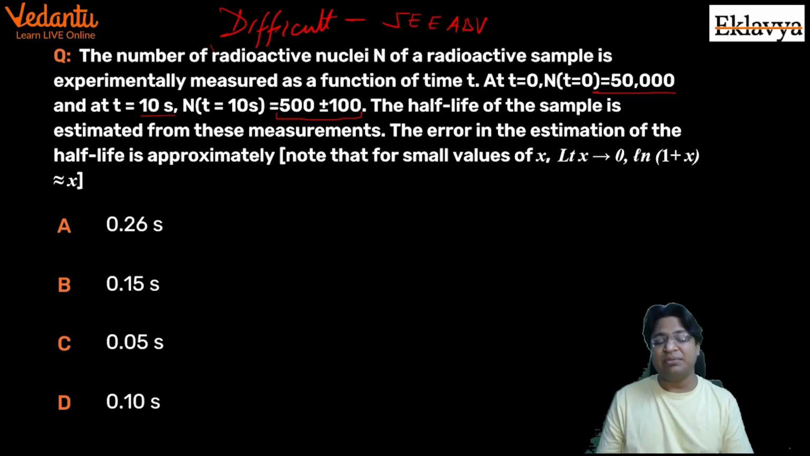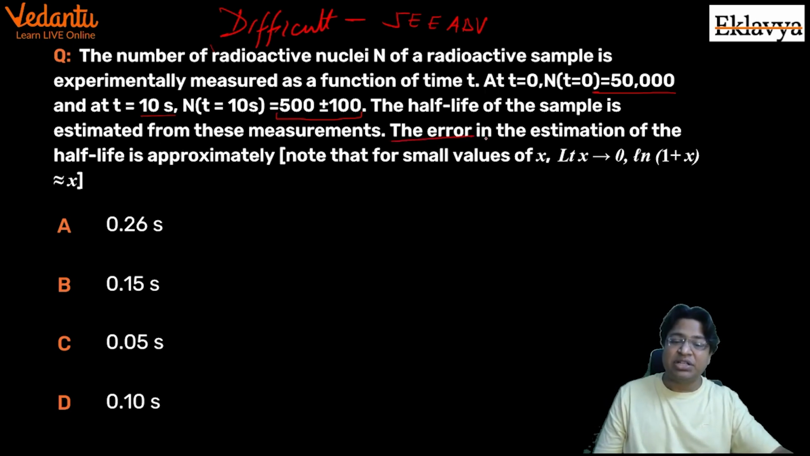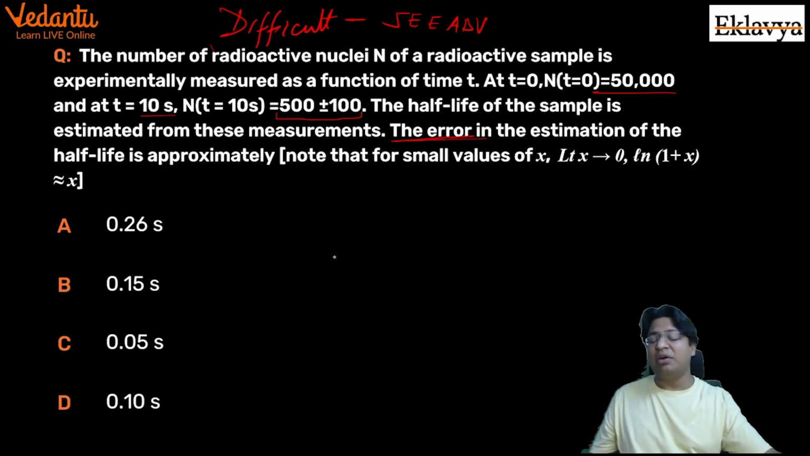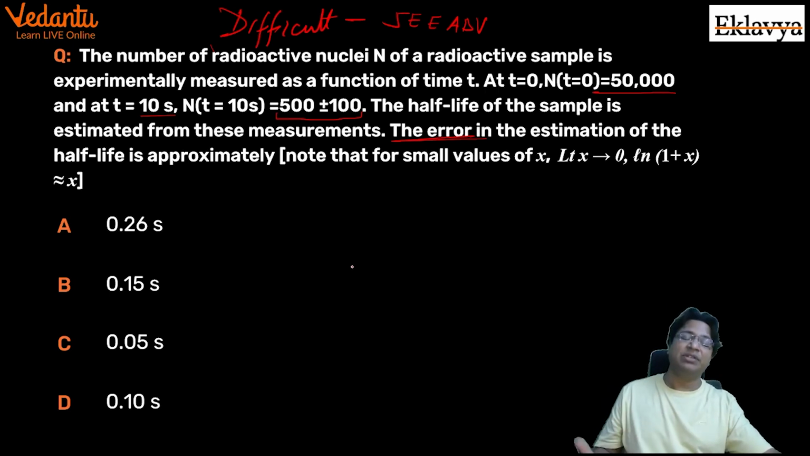The half-life of the sample is estimated from this measurement. So we're using these measurements to find the half-life of the sample. The error in the estimation of the half-life. So guys, understand, the question is not asking us the half-life, it is asking us the error in the estimation of the half-life. So let me first figure out how I'm going to make use of this data to find out the half-life, and then I will start worrying about the error in the measurement.